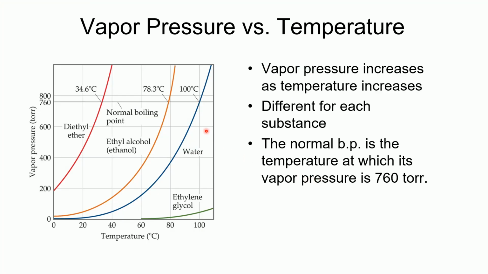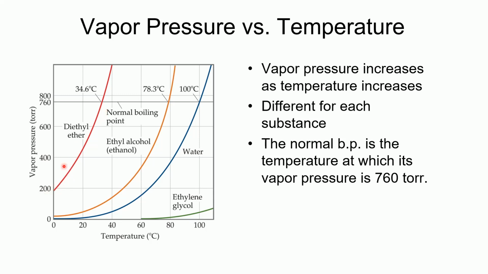All right. If we've got other substances, for example, ethanol has a much higher vapor pressure at different temperatures, and it crosses over that 760 line at about 78 degrees Celsius. So the boiling point of ethanol is 78 degrees Celsius. Here we've got diethyl ether. Diethyl ether is a solvent that we like to use in organic chemistry quite a bit, but it has an extremely high vapor pressure. Even at 0 degrees Celsius, the vapor pressure is almost 200 torr. That means it evaporates really, really quickly.